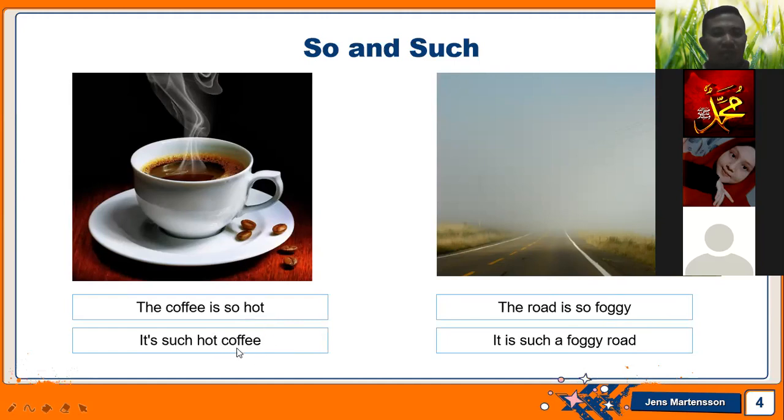Okay, have a look at the object here, or the noun here. Coffee. Can you count coffee? No, sir. I drink a coffee. Can you say that? No, cannot, right? So can I say a small road? I walk in a small road.